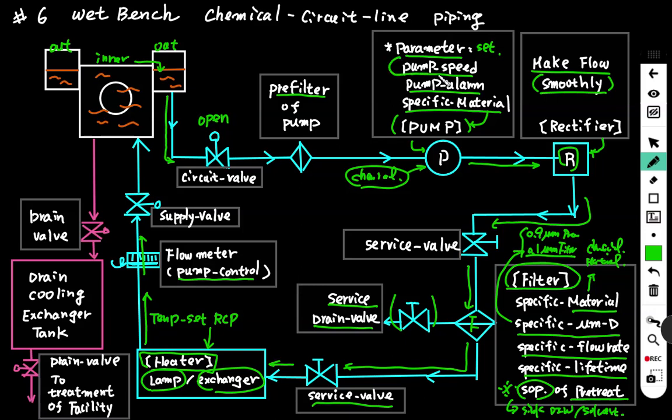Increasing the pump speed, you are increasing the flow rate. Decreasing the pump speed, you can decrease the flow rate. Then it goes through the supply valve and back to the inner tank. This is the chemical circuit line.